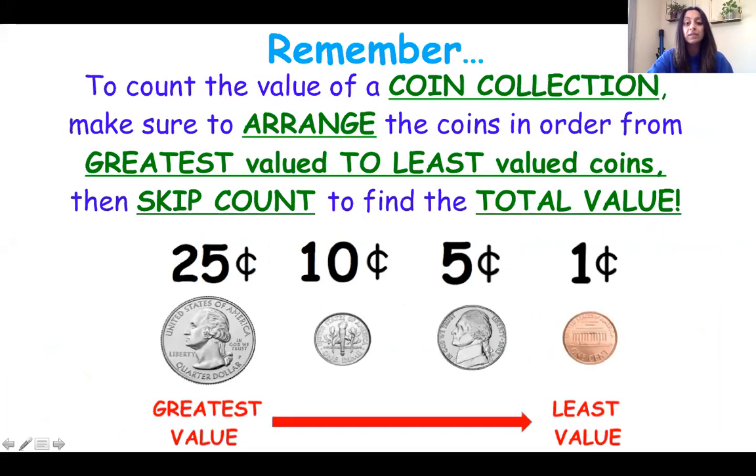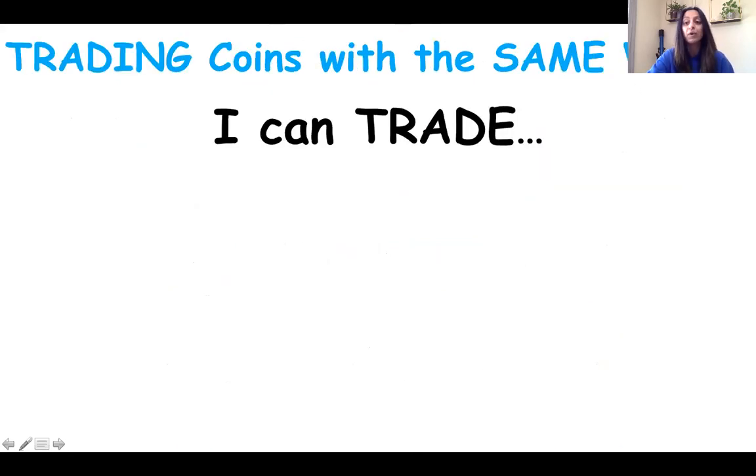Remember that when we're counting the value of a coin collection, we have to make sure we arrange the coins from greatest valued coins to the least valued coins. And then we skip count to find the total value. So if we have one of each coin, the order would be quarter, dime, nickel, penny, because quarters have the greatest value, pennies have the least value, and the dimes and the nickels are in between. So when we're talking about trading coins with the same value, we have to remember some easy, simple ways that we can trade.